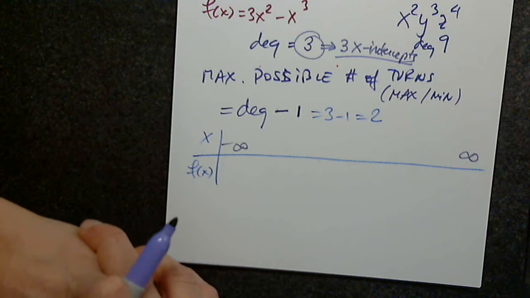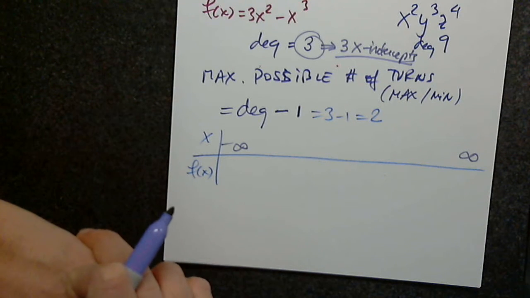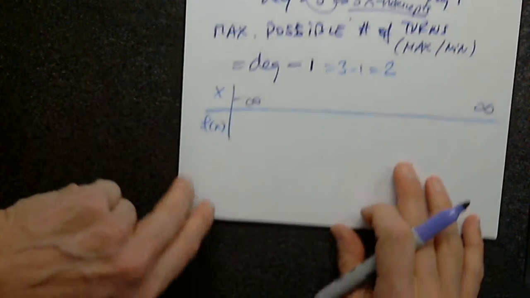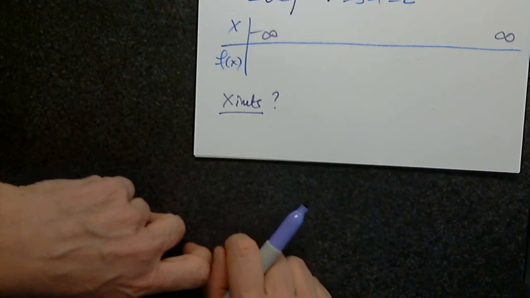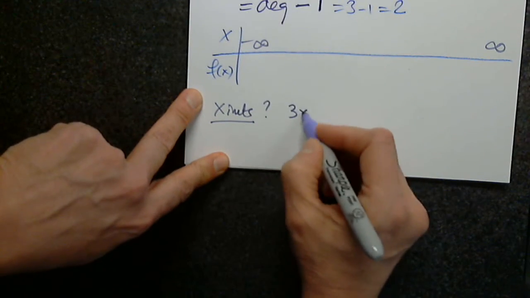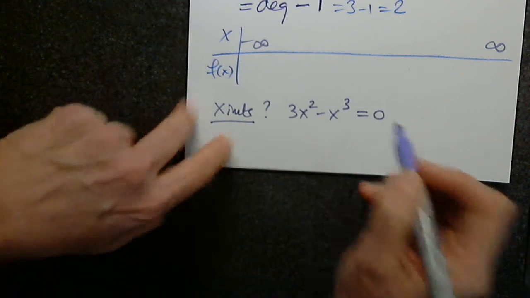I don't care. They may be the same. I don't care. I have to write 3. So let's find the x-intercepts. How do we find the x-intercepts for any function? Excellent. So 3x squared minus x cubed equals 0.